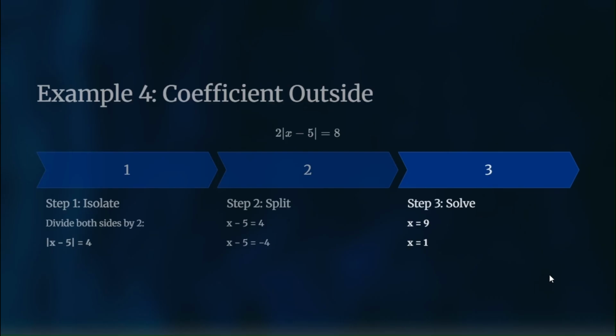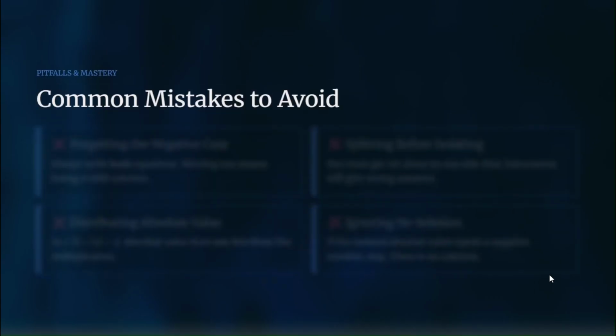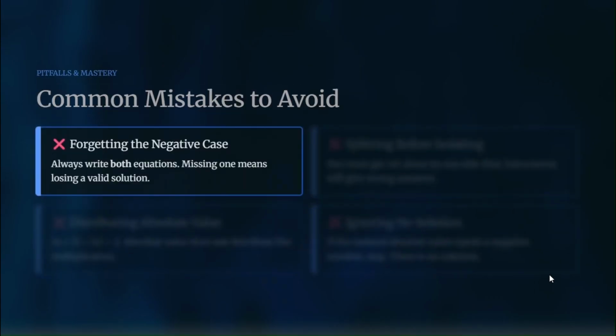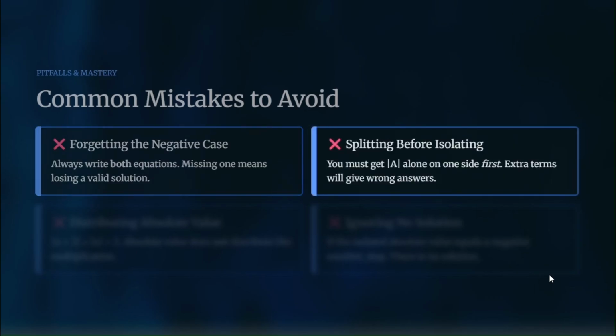The pattern is always the same. Isolate, split, and solve. And of course, always check your solutions. Here are the common mistakes to avoid. Forgetting the negative case. Always write both equations. Missing one means losing a valid solution. Splitting before isolating. You must get the absolute value term alone on one side first. Extra terms will give you wrong answers.